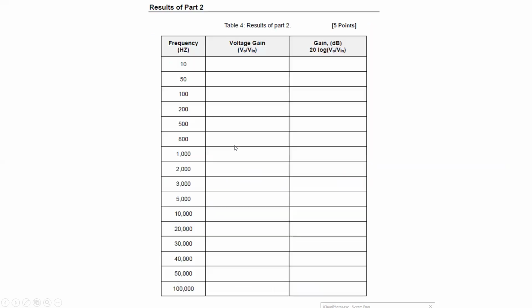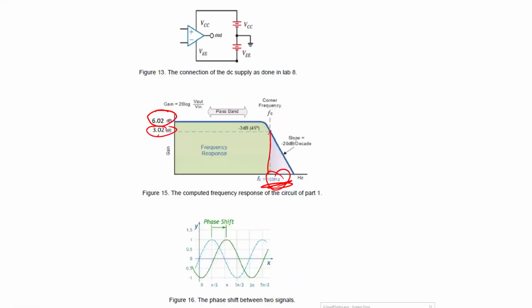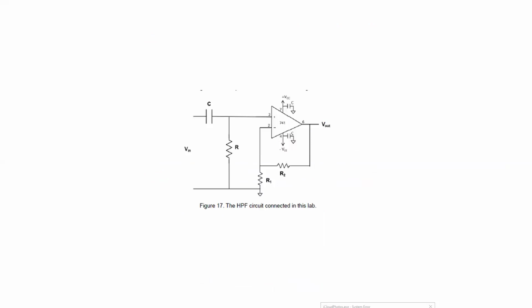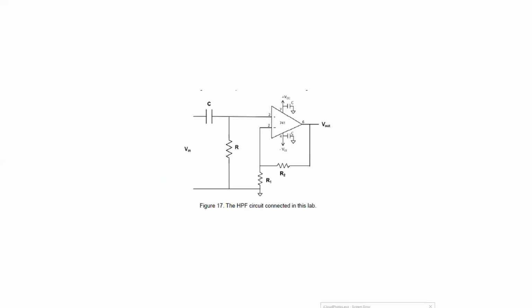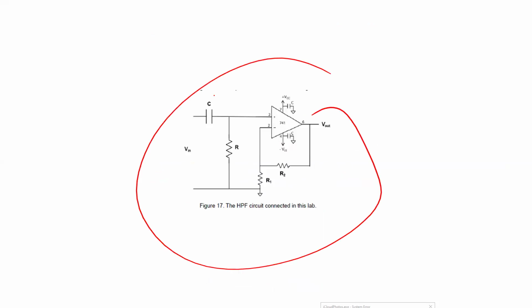This is the first part in this lab. The second part in this lab is going to be the same circuit, but all you have to do is put the capacitor here and R here. That's it. And you are going to use the same values for R1 and R2, but here we are going to change the values of R and C.